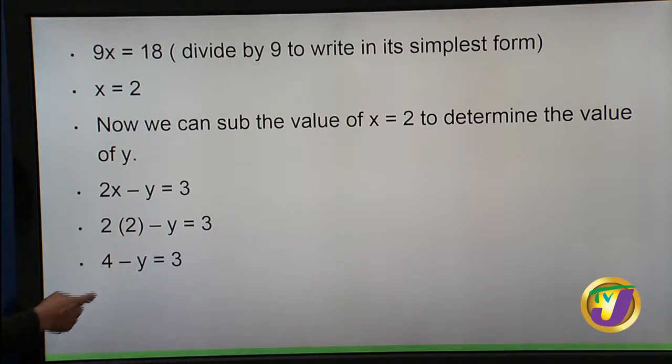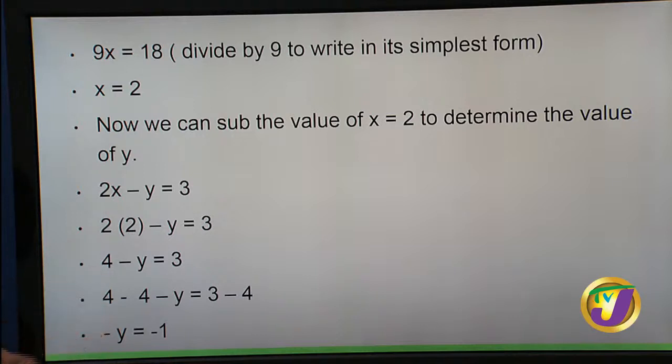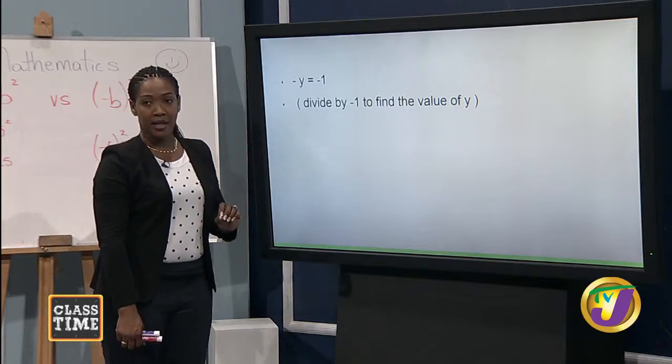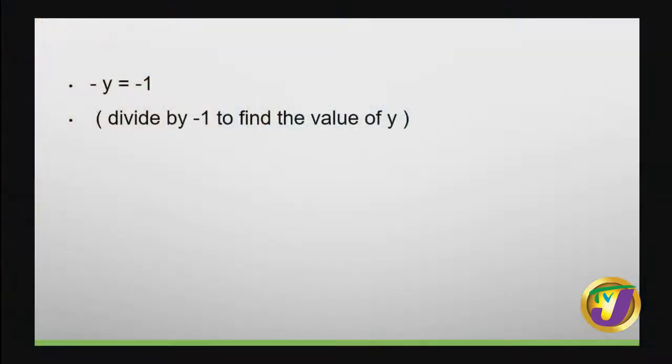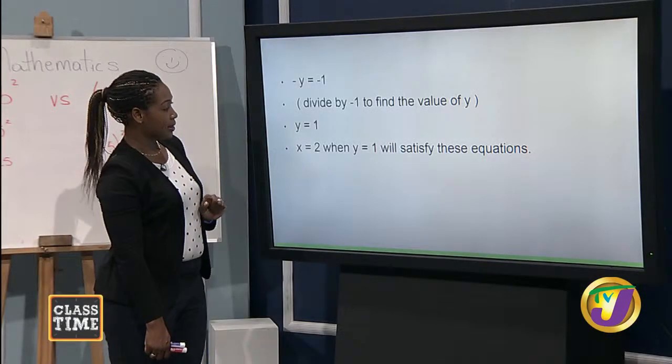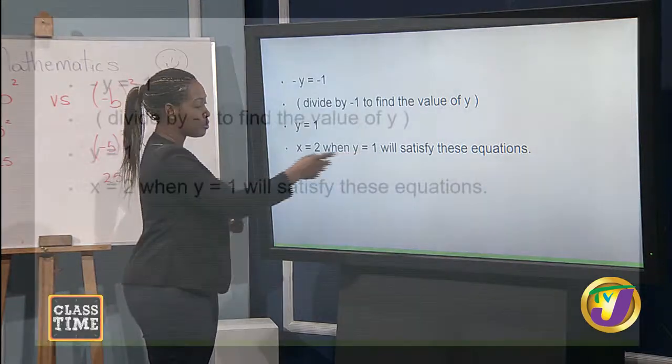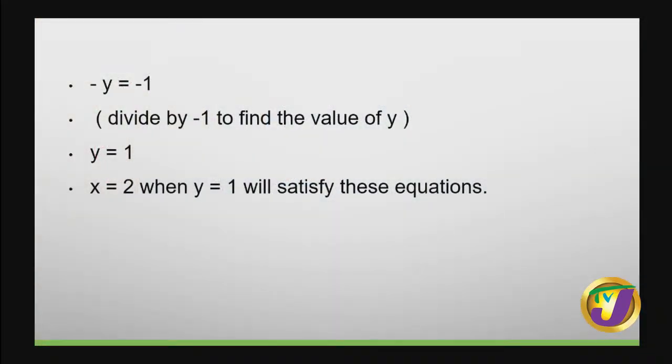I want to make y the subject of the formula, and I do just that by doing the opposite of what is being done to it. So 4 is being added, I subtract it on both sides, giving me negative y equals negative 1. I do not want to find the value for negative y, so if I simply multiply throughout by negative 1, I will find the value for y without changing the value of the equation. All right, so that will give me y is equal to 1. All right, guys, so that is that. So when x is 2, y is 1, and these values for the unknowns will satisfy the equations that we were working with.